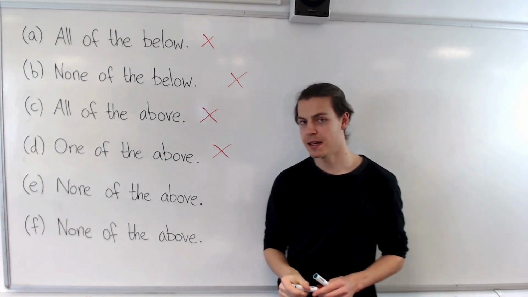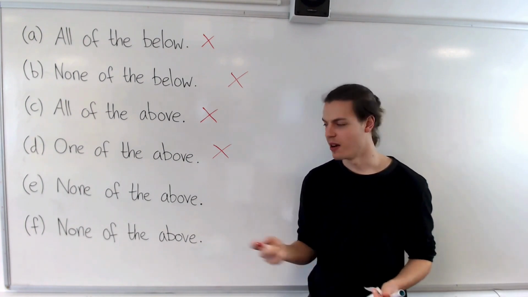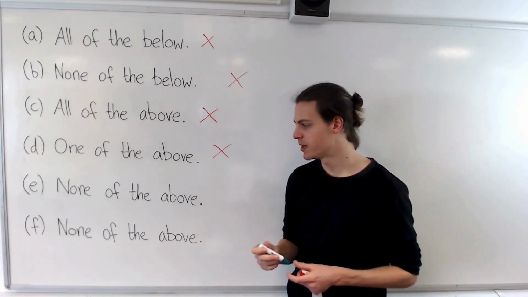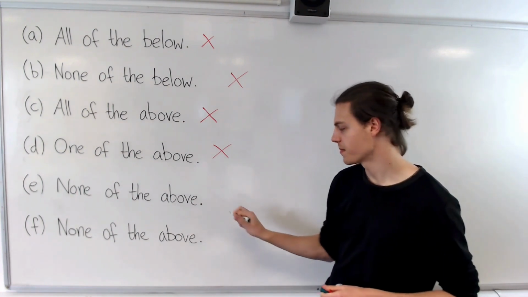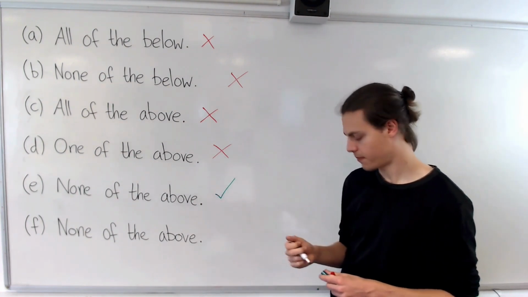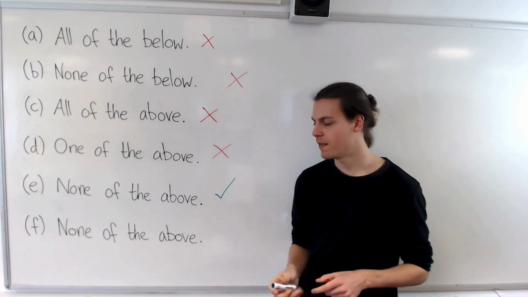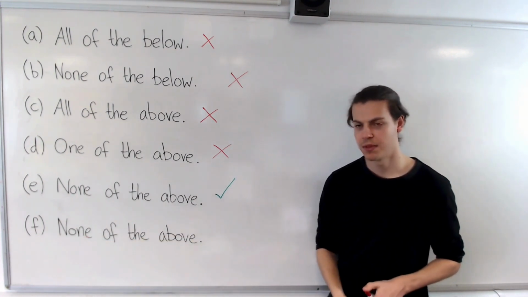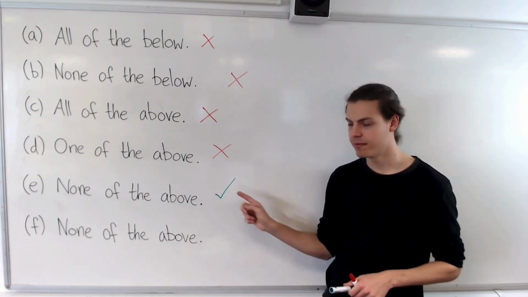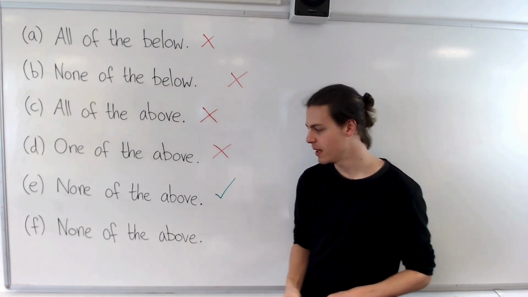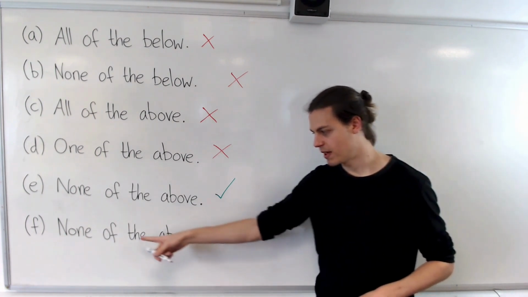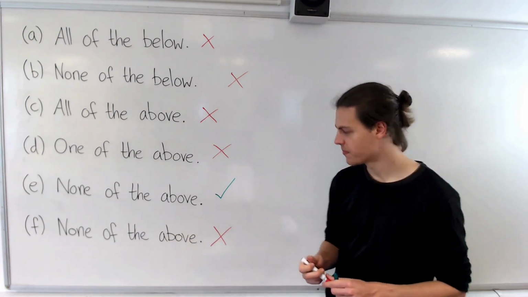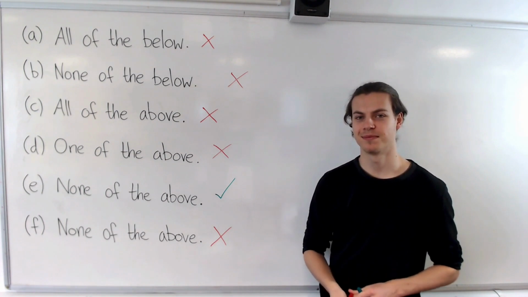Now statement E says none of the above. None of the above are true, so statement E is true. And finally, statement F again says none of the above, but statement E is true, and so this is not true. And we're done.